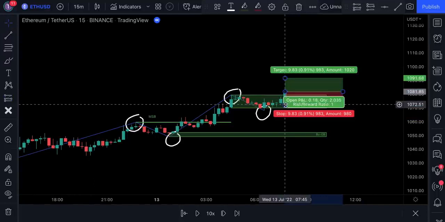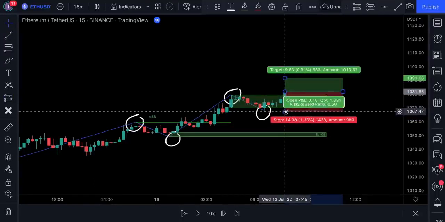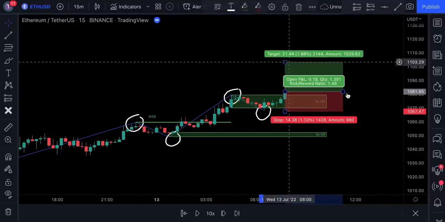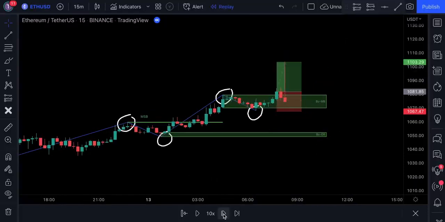The stop loss will be set slightly below the recent swing low. The take profit target will stay the same, which is 1 to 1.5 times the risk. This way, the probability of a successful entry will dramatically increase.